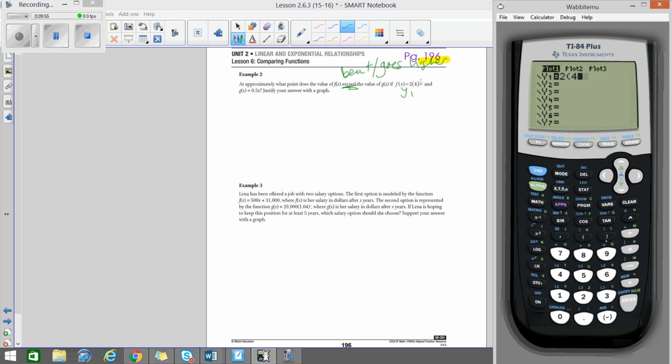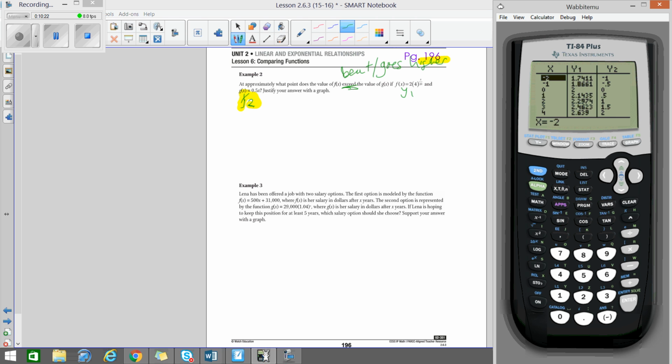So 2 parentheses 4 raised to the, now if you see it's raised to the x divided by 20, we got to go parentheses, x divided by 20, close your parentheses, and then you go to your second function, that's g of x, that's y2, so y2, and that's 0.5x. Now we'll go second table, and this is where we're going to go.